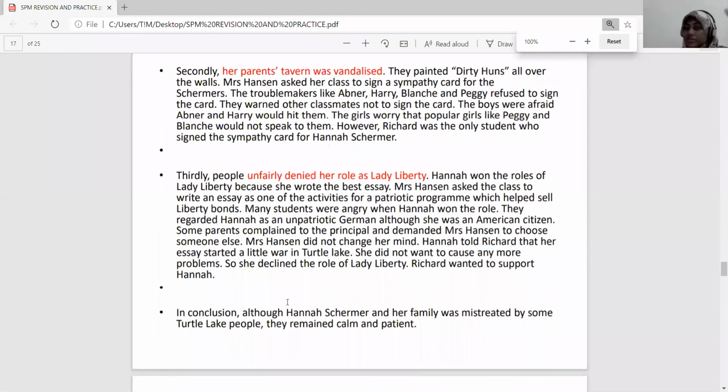Okay, so that was the three reasons. In conclusion, although Hannah Shermer and her family were mistreated by some in Turtle Lake, they remain calm and patient. There was no incident showing that they fight back, right? So it shows how good and well educated they are.